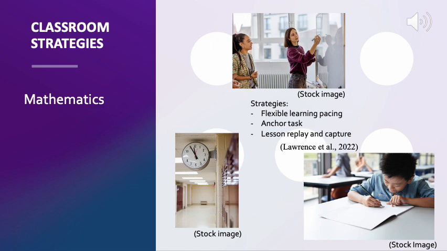During a math class, strategies that can be implemented to support Charlotte with her type 1 diabetes include instructional approaches such as flexible lesson pacing and anchor tasks, and the use of digital technologies such as lesson capture and replay. Flexible lesson pacing includes structuring short 10 to 15 minute lessons so Charlotte can temporarily step out to check her blood glucose level or eat something without losing out on learning material.